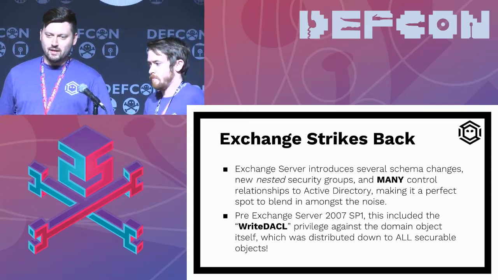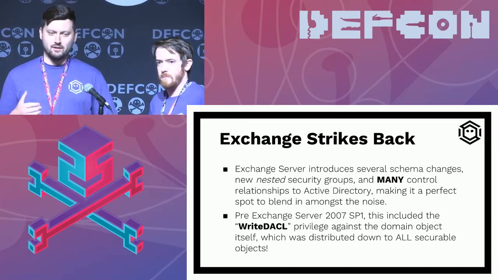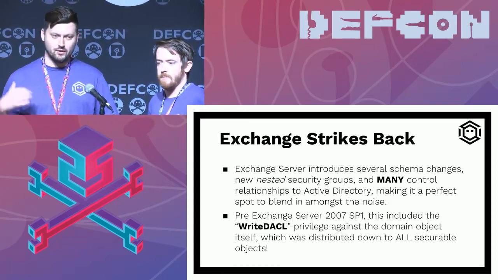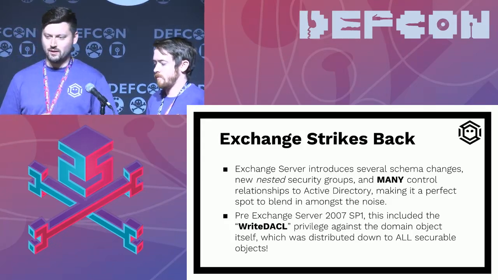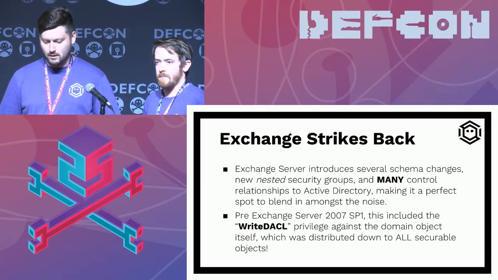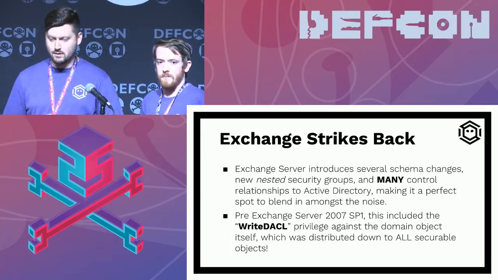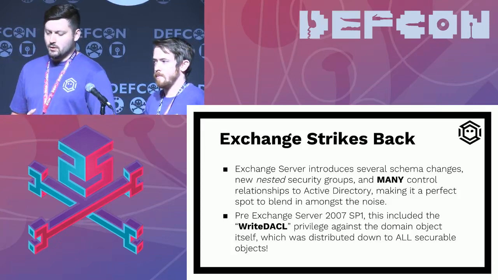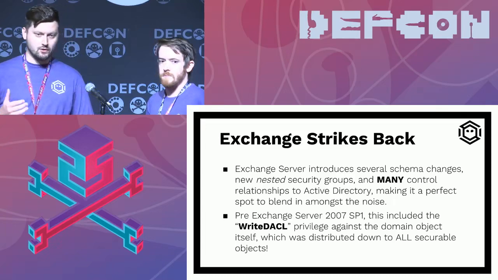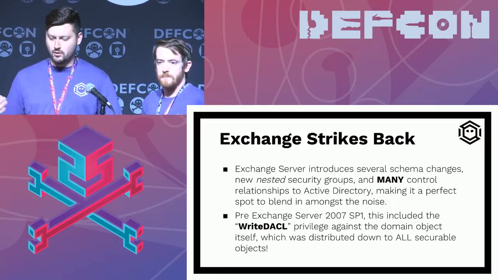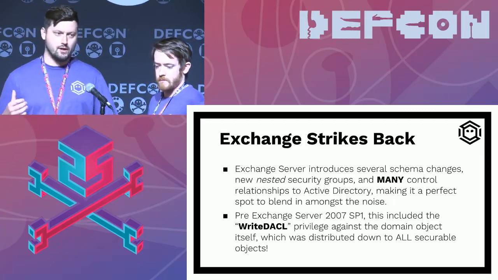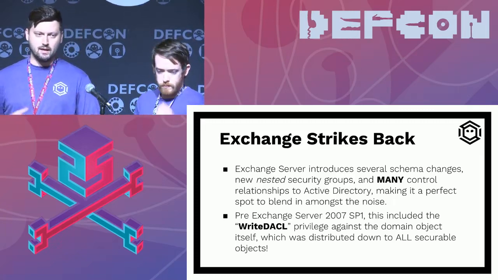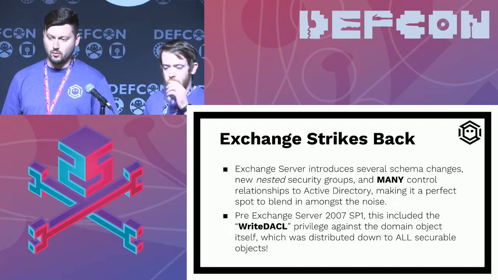We mentioned how third-party applications can extend the Active Directory schema. They can add security groups. They can add control from groups to other principals in Active Directory. By far, the biggest offender of this is Microsoft Exchange. With Microsoft Exchange Server 2016, 2013, and 2007 SP1 and forward, Exchange Server will create a group called Exchange Trusted Subsystem and add all of the Exchange servers into that group.